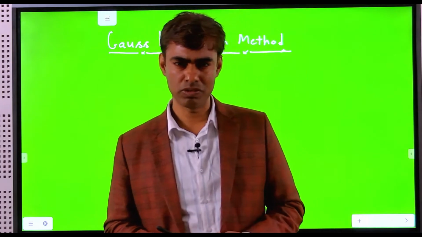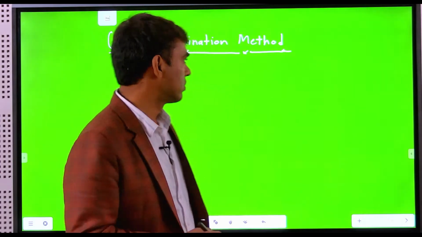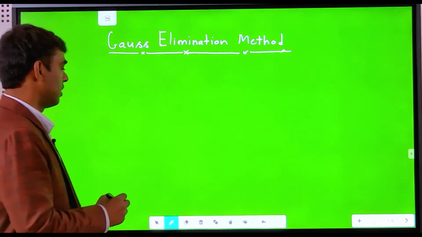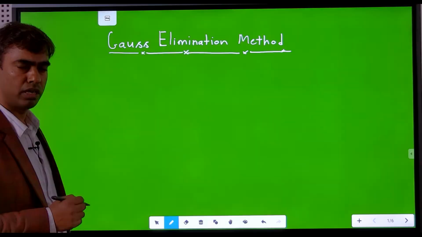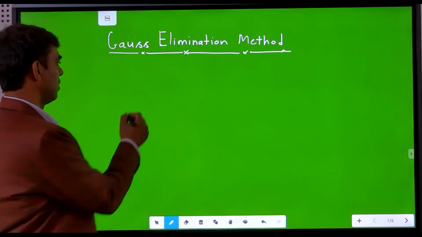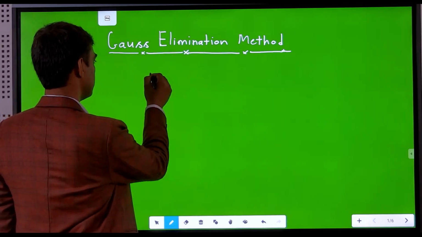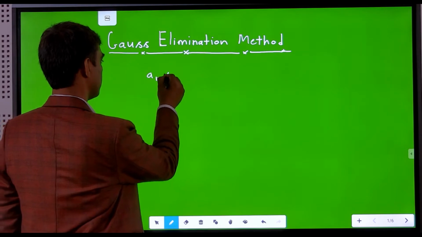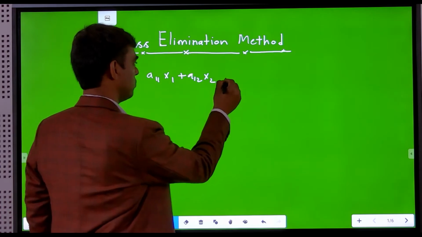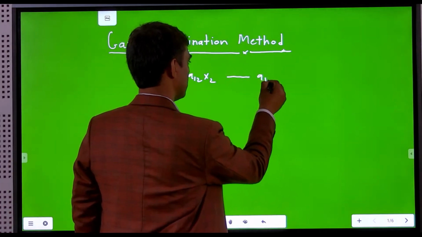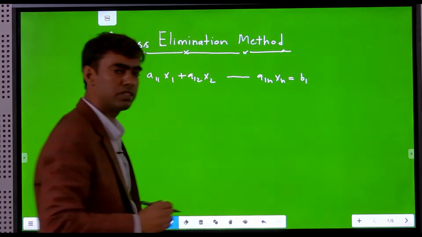So, let us discuss what the theoretical aspects of the Gauss elimination method are. Let us take a system of linear equations having n unknowns and m equations. This one is a general system of linear equations: a11 x1 plus a12 x2 up to a1n xn equal b1. This one is the first equation.